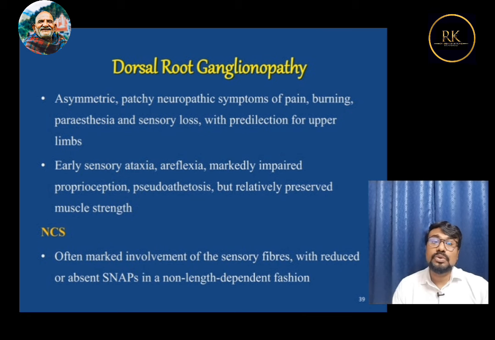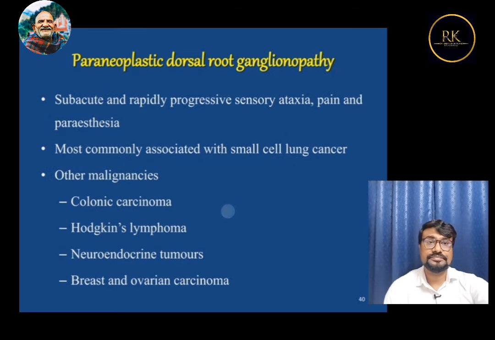NCV will show marked involvement of the sensory fibers with reduced or absent SNAPs in a non-length dependent fashion. Paraneoplastic dorsal root ganglionopathies will present with subacute and rapidly progressive sensory ataxia, pain and paresthesia, most commonly associated with small cell lung carcinoma.